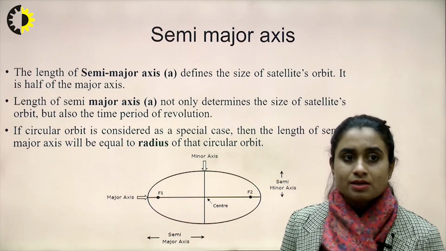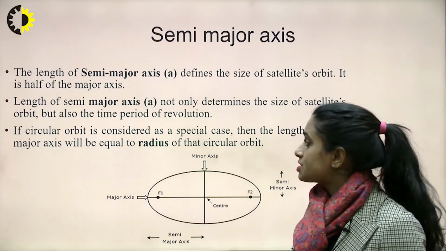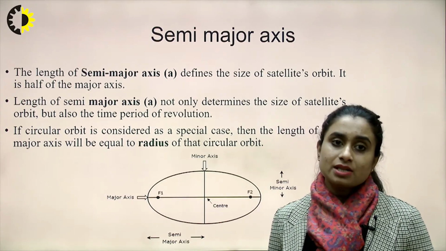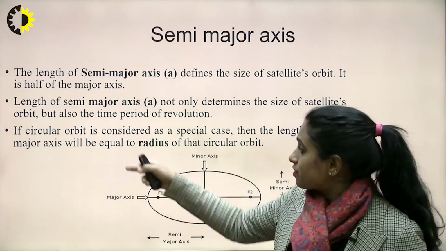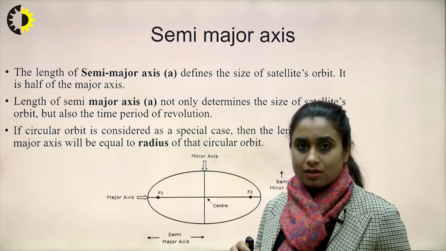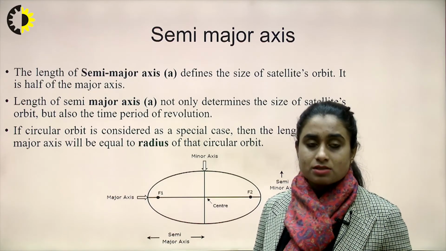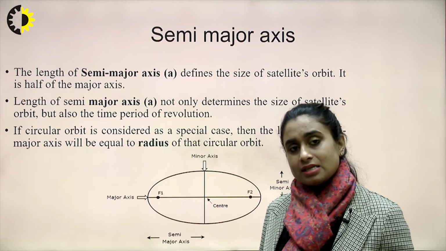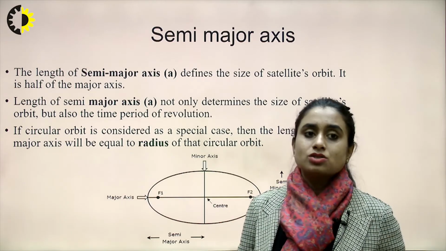It's half of the major axis. It is also used for calculation of the time period of revolution. If a circular orbit is considered as a special case, then the length of the semi-major axis will be equal to the radius of the circular orbit. This is the case of your geostationary satellites. In the case of geostationary satellites, the path is not elliptical. This is one of the exceptions to Kepler's first law, right? The path of a geostationary satellite is always circular. In that case, the value of small a, the semi-major axis, can be replaced with the radius of the orbit.